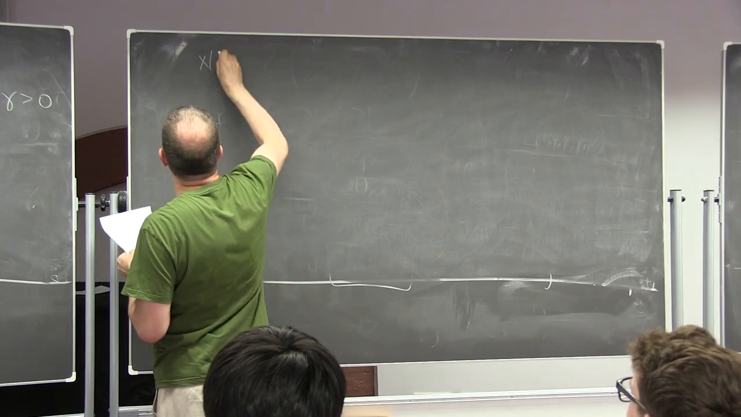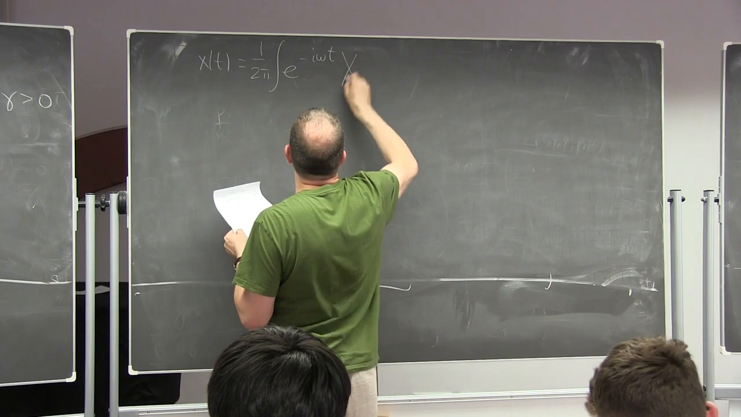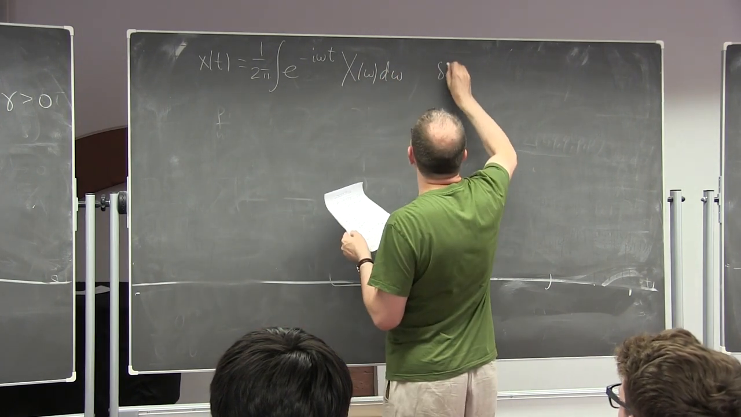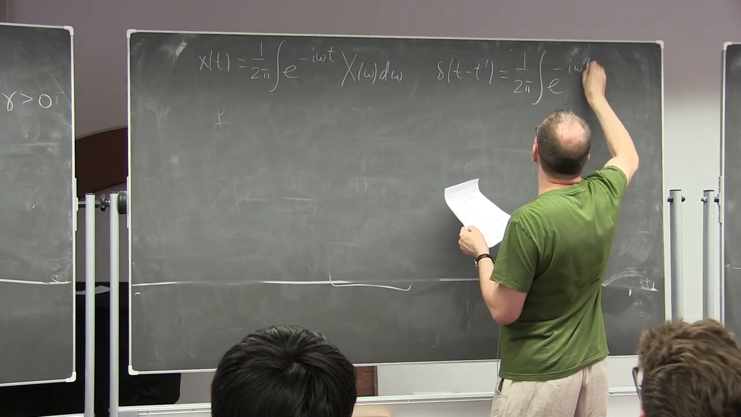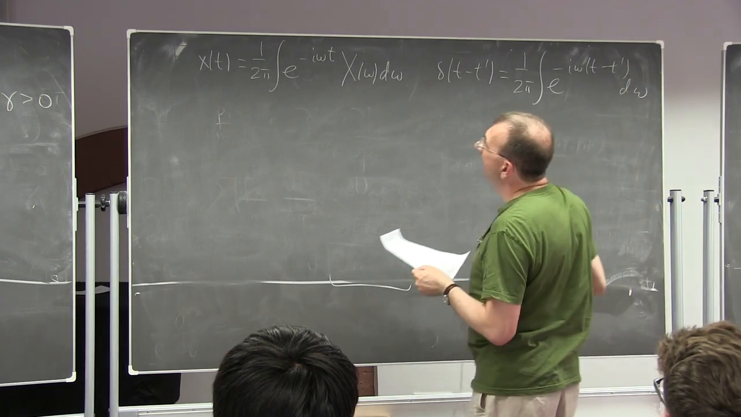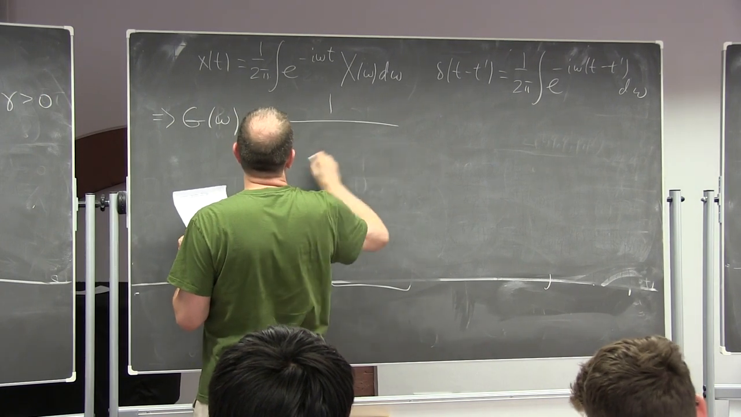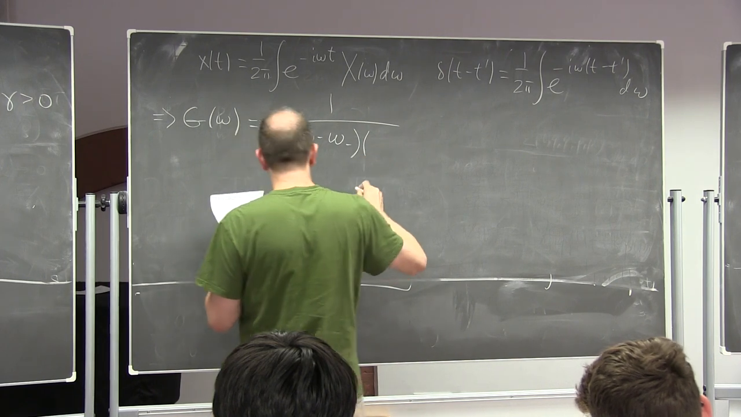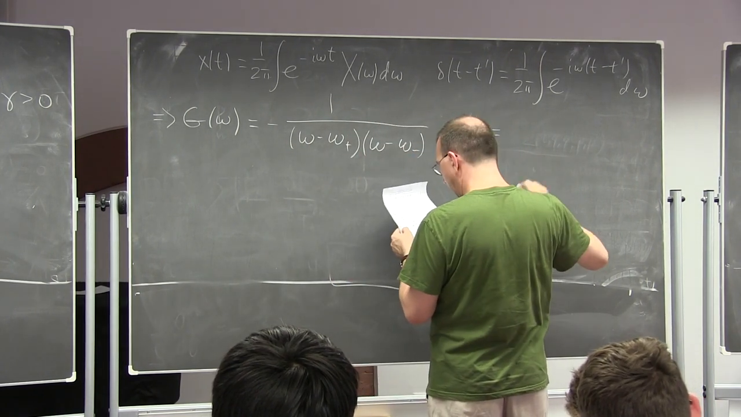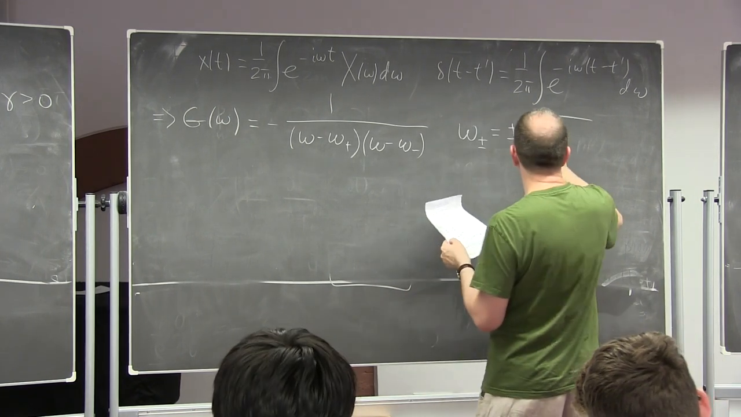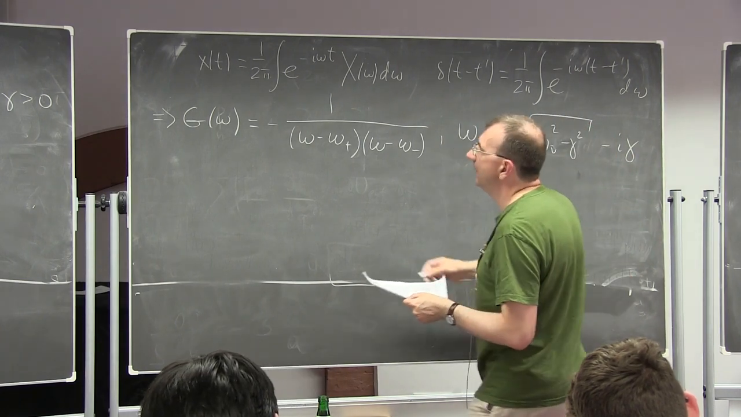So if I introduce the Fourier images, 1 over 2 pi, e to the minus i omega t, x of omega, d omega, and I remind you that delta can also be represented as a Fourier integral, e to the minus i omega (t minus t prime) d omega. With these representations, I can immediately find that g of omega is this interesting expression, minus one over (omega minus omega plus)(omega minus omega minus), where omega plus-minus are the roots which already appeared in Laura's lecture several hours ago: minus gamma squared minus i gamma. Okay, so far everything is trivial.